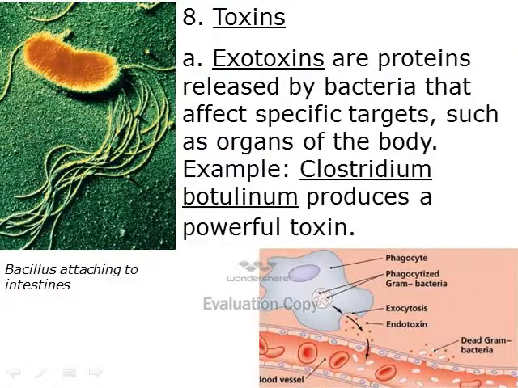Toxins, there are many types. I'll start with exotoxins. These are produced by bacteria that release proteins towards specific targets, such as organs of the body. One of the examples is Clostridium botulinum. It produces a powerful toxin, so toxic that 1 pint of this could kill every person on planet Earth. I wouldn't test you on that, but that's pretty impressive, huh?